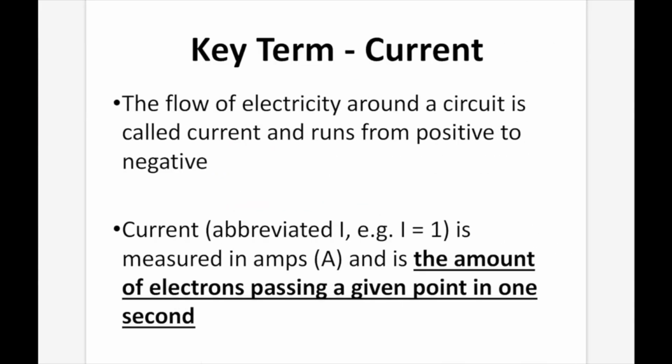Key term: current. The flow of electricity around a circuit is called current, and it runs from positive to negative like we've talked about. Now we abbreviate current to I, so we would say that I is equal to 1 amp. So I is going to represent current. And it's the amount of electrons passing a given point every second.